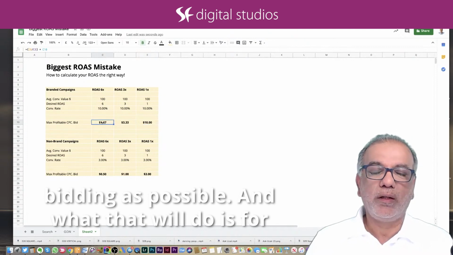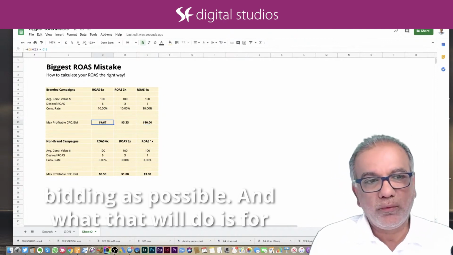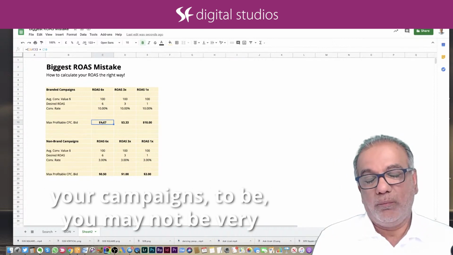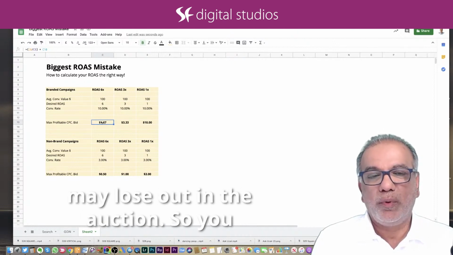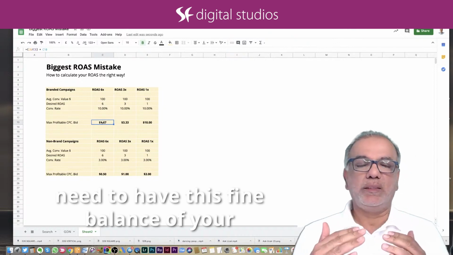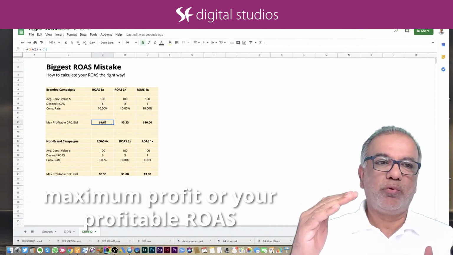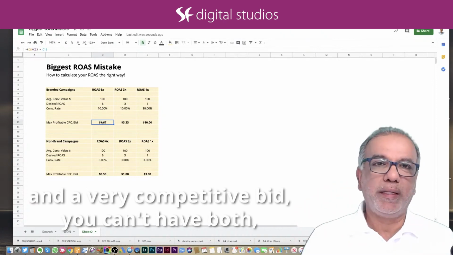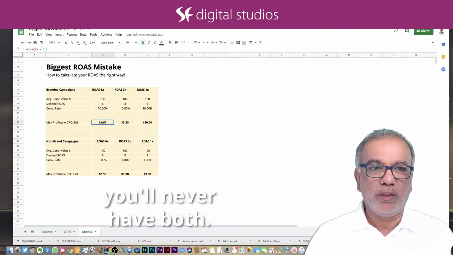And what that will do is, for your campaigns, you may not be very competitive in your bidding, and you may lose out in the auction. So you need to have this fine balance of your maximum or your profitable ROAS and a very competitive bid. You can't have both. You'll never have both.